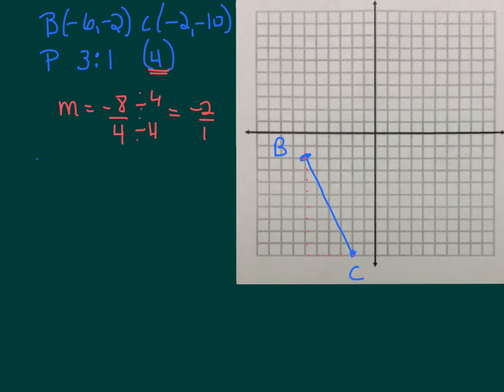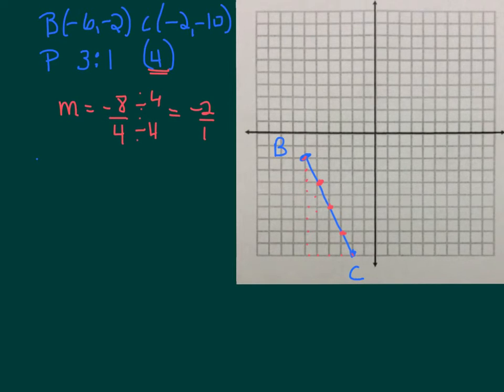So starting at B, we're going to move with that new slope, negative 2 over 1. We'll go down 2, to the right 1, make a point. Down 2, to the right 1, make a point. Down 2, to the right 1, and down 2, to the right 1 would bring us to C. Notice how many segments we've made: 1, 2, 3, 4 segments.